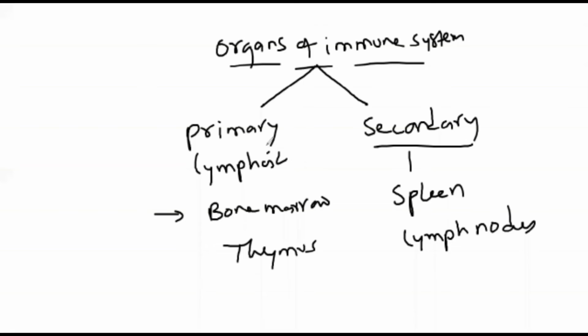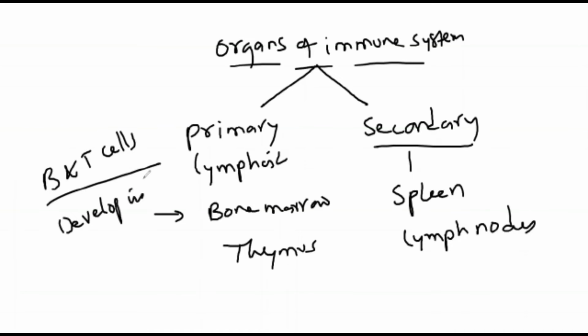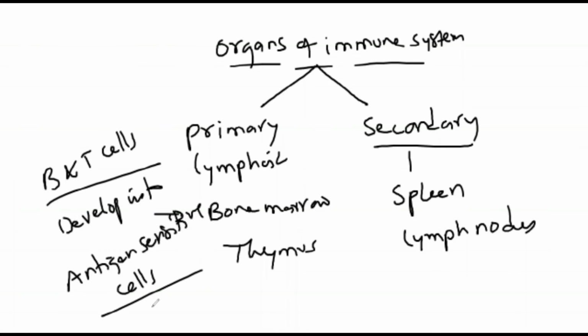Now, primary lymphoid organs are those where the B and T cells develop into antigen sensitive cells. That means they undergo maturation and are now capable of recognizing the antigen. So B and T cells develop into antigen sensitive cells in primary lymphoid organs.